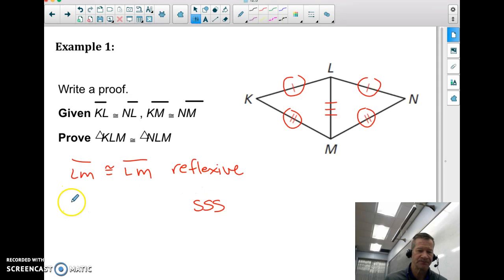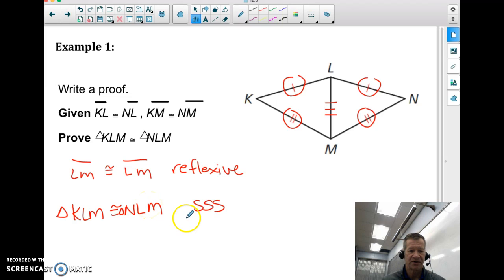Now make sure we get the correct order. So I can call this triangle over here anything I want. So I'll go alphabetical order, KLM. Now the other triangle has to be in the same order. So KL is the same as NL. And then LM is the same as LM on this one. And I should have put a little triangle there, shame on me. So triangle KLM is congruent to triangle NLM by side-side-side. And there you have it, example 1.